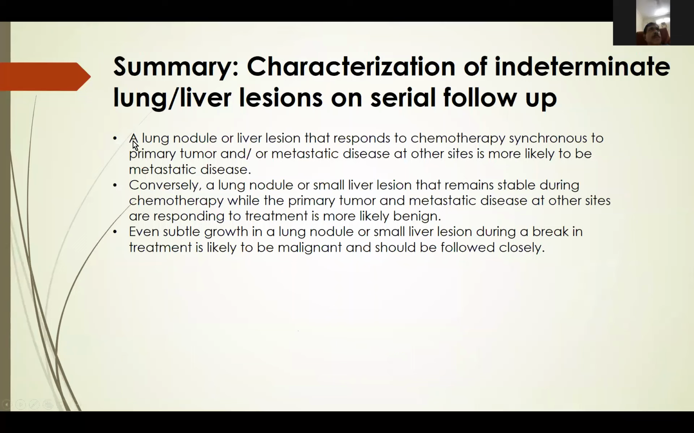So this is one of the take-home messages that I want to leave with you. A lung nodule or liver lesion that responds to chemotherapy synchronous to the primary tumor and/or metastatic disease is more likely to be metastatic disease. Conversely, we see a lot of lung nodules and we don't know what to do with them, or liver cysts. These lung nodules or liver lesions that remain stable during chemotherapy, while other sites are responding or progressing, are more likely to be benign. Also remember that subtle growth in a lung nodule during a break in treatment is likely to be malignant and should be recognized and followed closely.